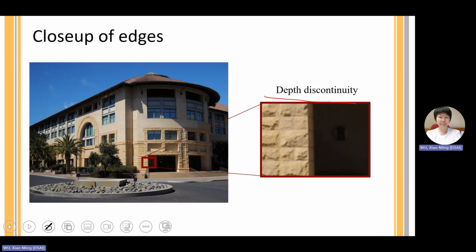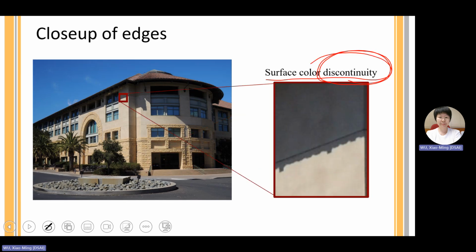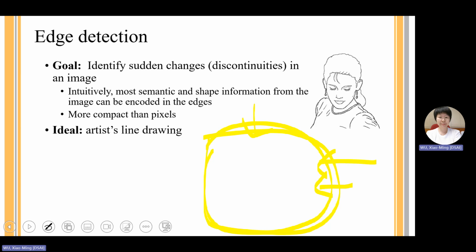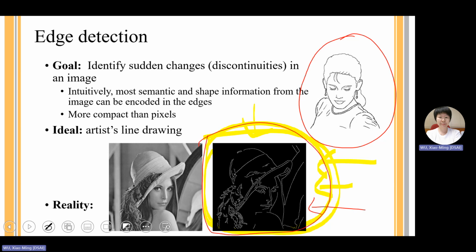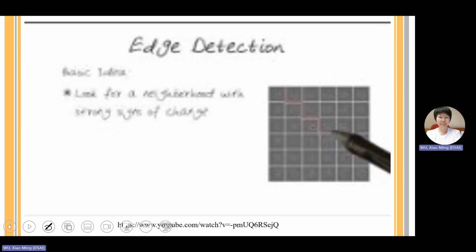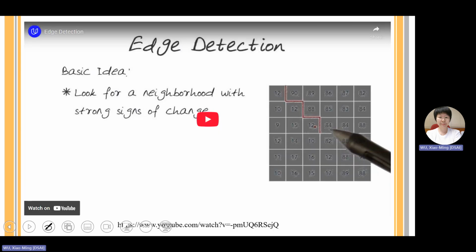Edges often occur at the boundaries of different regions. This is the ideal result of edge detection, but in reality we often get a result like this, and you can see the edges are not continuous. They are not perfect. So we're going to see how to do edge detection in the following.